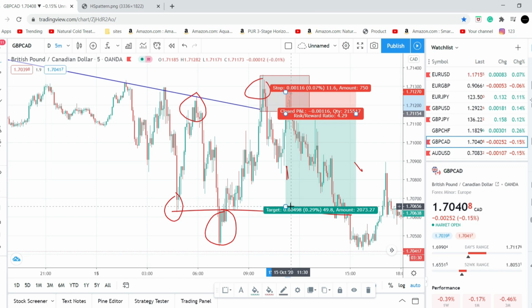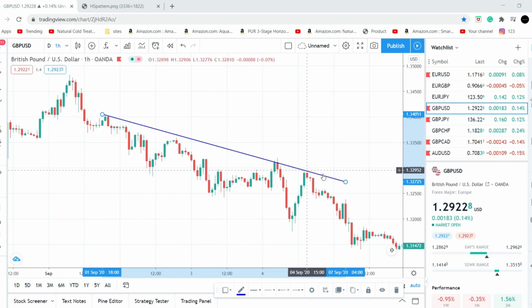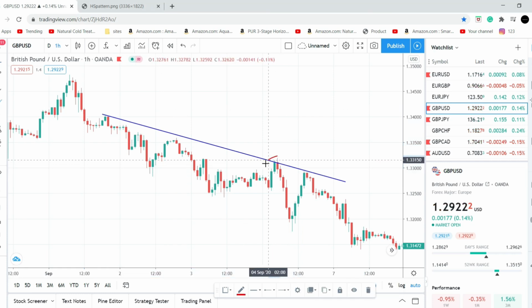Okay, so let me show you guys one more example. Okay, so this is a nice one. We have a nice trend line going. Now I want you guys to look at this. Does this look like a head and shoulders? Well, it is. I'm gonna show you. We have the head right here, and I want you guys to look at this shoulder right here. These shoulders right here.